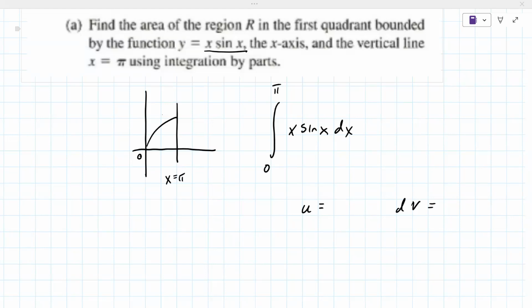Wouldn't u be x? So you have to be able to take a derivative, but you can take a derivative of both, and you have to be able to integrate the other one. You can actually integrate both. But the reason this is correct is because when you take the derivative, it drops the degree down by one, and it then makes it possible to find. So you're right. dv is sine x dx, du is 1 dx, and v is minus cosine x.